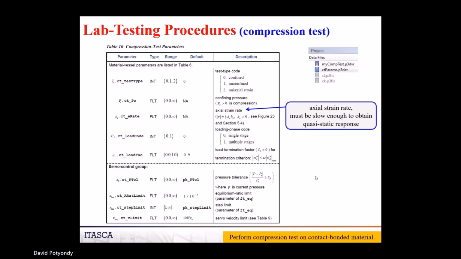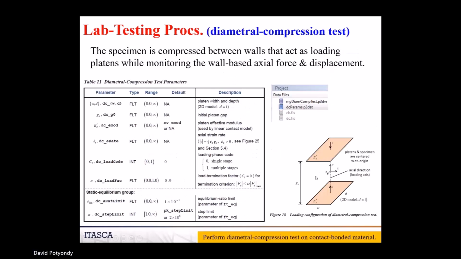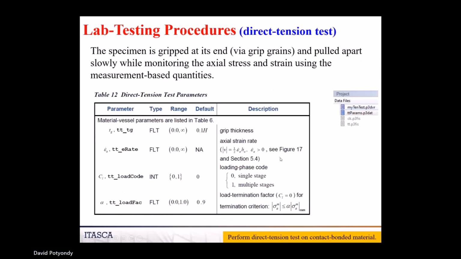Okay. All right. Here's the Brazilian test. It has parameters. What it's going to do is carve out the material into a cylinder. It's going to use these top two walls to squeeze it. Okay. Direct tension test: it's going to identify layers of particles above and below and make them move.